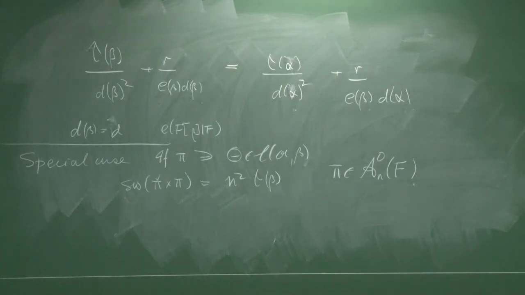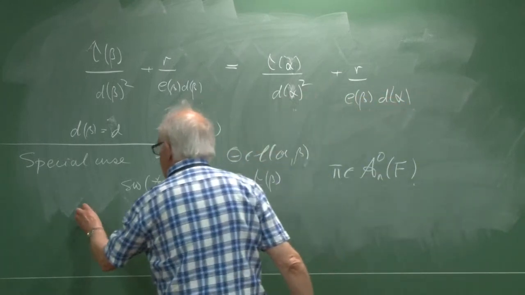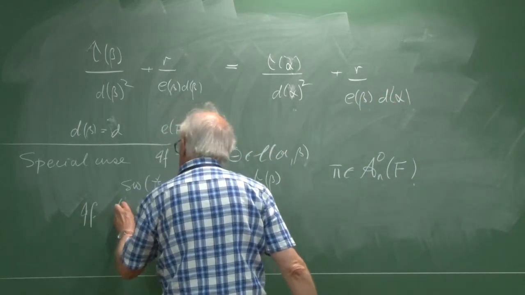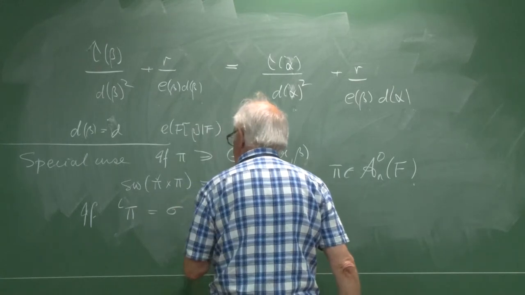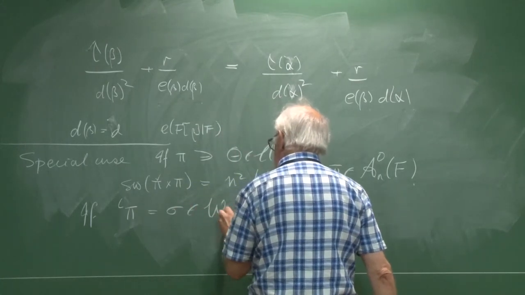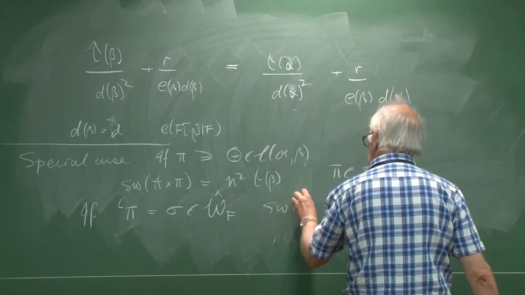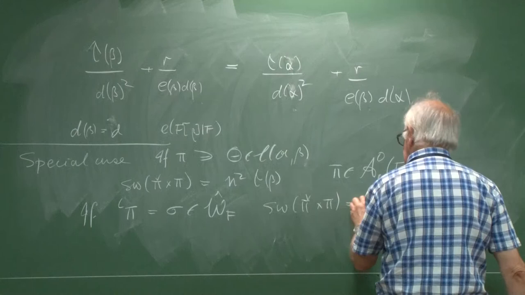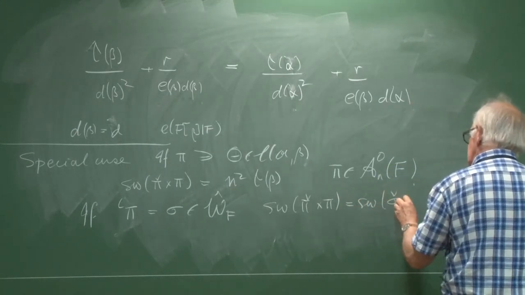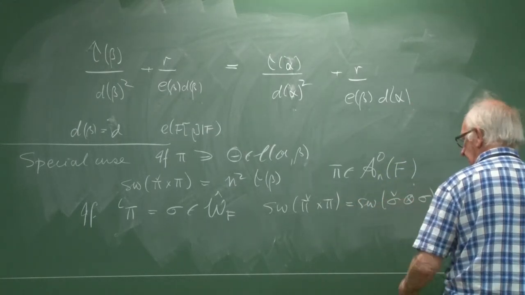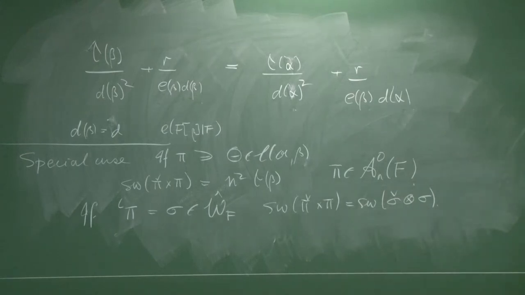But of course, if we take the Galois parameter attached to pi, this thing, Swan pi cross pi-check, is Swan sigma tensor sigma-check. And this thing is surprisingly difficult to work out on the Galois side, even when you're attached to a minimal element.